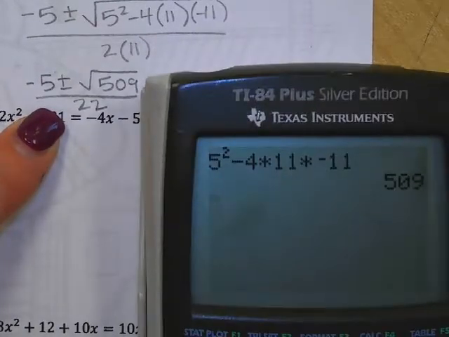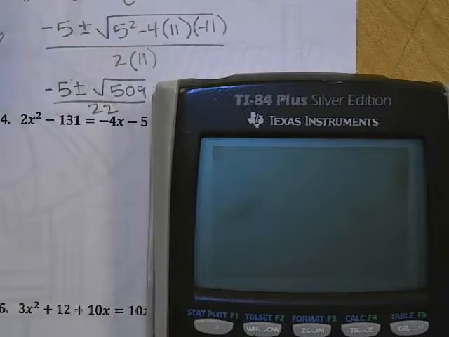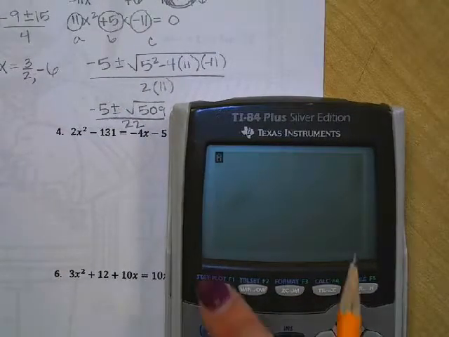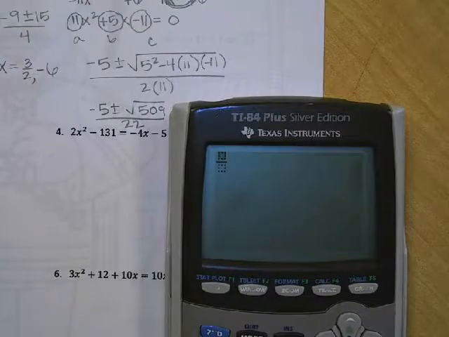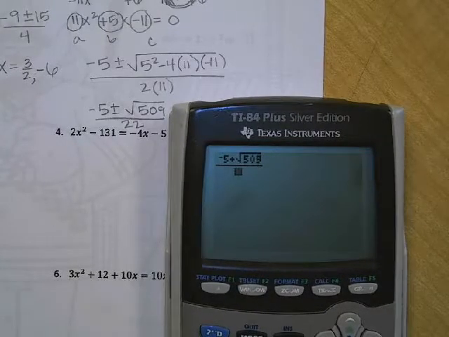Okay, so we're going to go ahead and type this in. All right. We've got alpha y equals, so on the top, negative 5 plus the square root of 509 divided by 22.